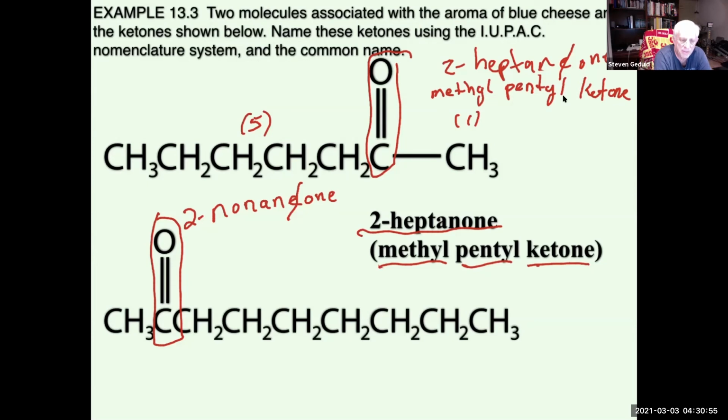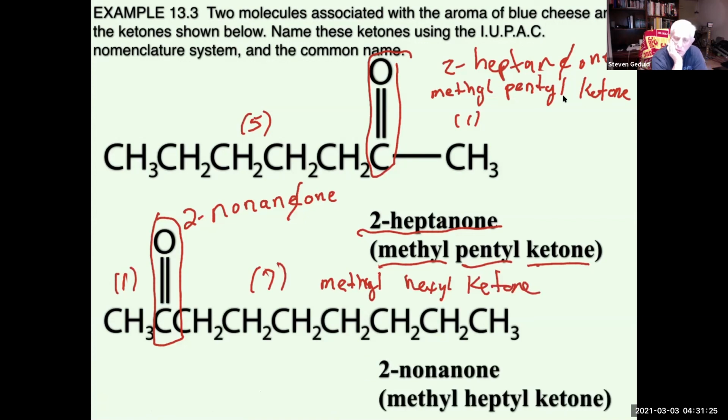What's the common name? On one side we have 1 carbon, and on the other side, I have 7 carbons. So we'd start with the smaller one. 1 carbon is methyl. 7 carbons is hexyl. And it is a ketone. Methyl hexyl ketone. There you go. 2-nonanone. Okay, or methyl heptyl.